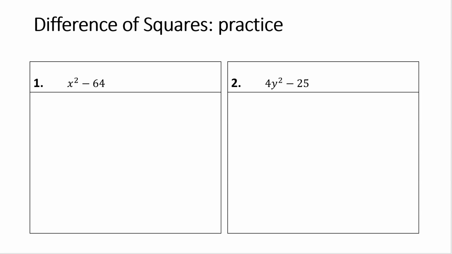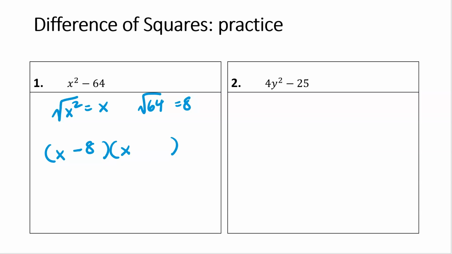So x squared minus 64. These are both perfect squares because x times x is x squared, and 8 times 8 is 64. It's a difference of squares because there's a minus sign there. So let's see. The square root of x squared equals x. The square root of 64 equals 8. So all we need to do is, in one set of brackets, we'll have x minus 8, and in the other set x plus 8. Simple as that.